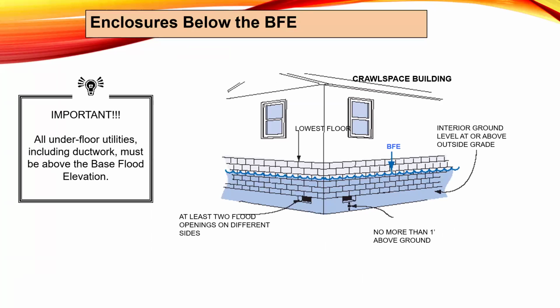So, enclosures below the base flood elevation. This is just a sketch of a crawl space building. So you have that enclosure underneath the lowest floor, which would be the living floor. Underneath that, you have this open space where either the interior ground needs to be level or above the outside of that, because otherwise, if it was lower than the exterior grade, then FEMA would consider that a basement, which would be in violation and would have to be fixed somehow, brought into compliance. So just something to keep in mind there. We have at least 2 flood openings on different sides, and they are no more than 1 foot above grade.